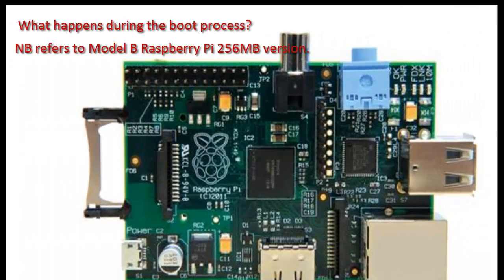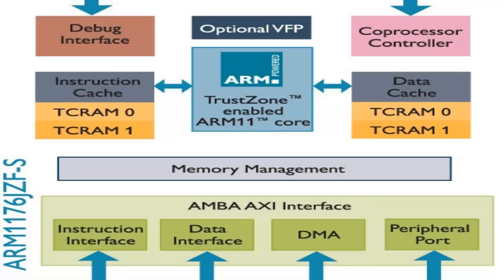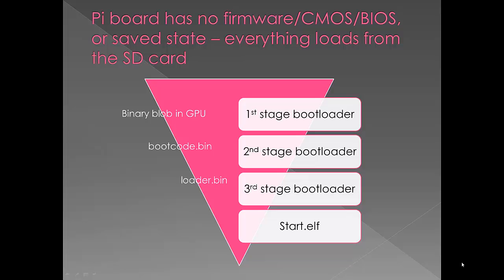The heart of the Raspberry Pi is the Broadcom BCM2835 system on a chip, which contains a central processing unit and a graphics processing unit. The CPU is the ARM1176 and the GPU is a VideoCore 4 low power mobile multimedia processor. On power up, the VideoCore GPU, not the ARM CPU, is in control.